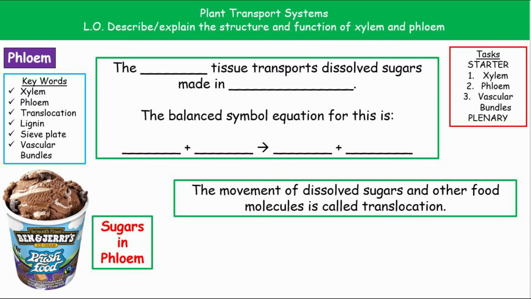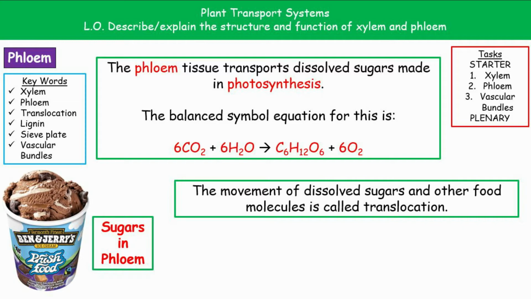So hopefully we managed to fill in the correct words here. Obviously tick them if you get them right. If you don't, then make sure you've got the right answers written in. So the phloem tissue transports dissolved sugars made in the process of photosynthesis. And hopefully we all remember that the balanced symbol equation for photosynthesis is 6CO2 plus 6H2O makes C6H12O6 plus 6O2.